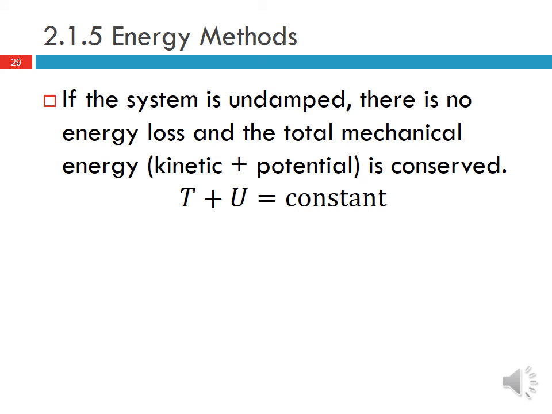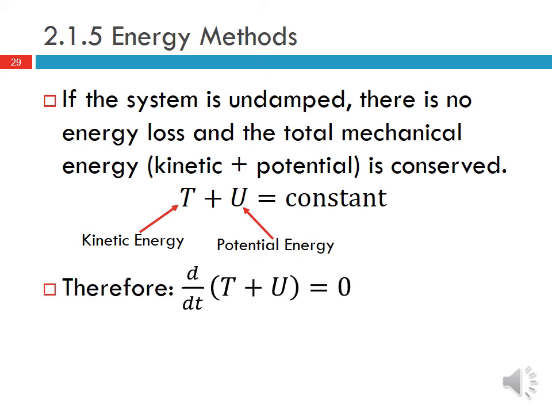So basically, we're saying that T plus U is a constant. T is the kinetic energy and U is the potential energy. The total amount of this is a constant in a conservative system, and the energy is just converted from T to U throughout the time. So again, T is the kinetic energy and U is the potential energy.